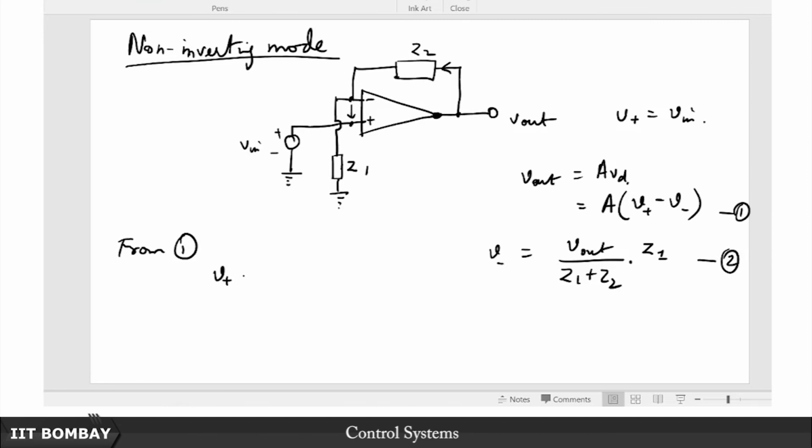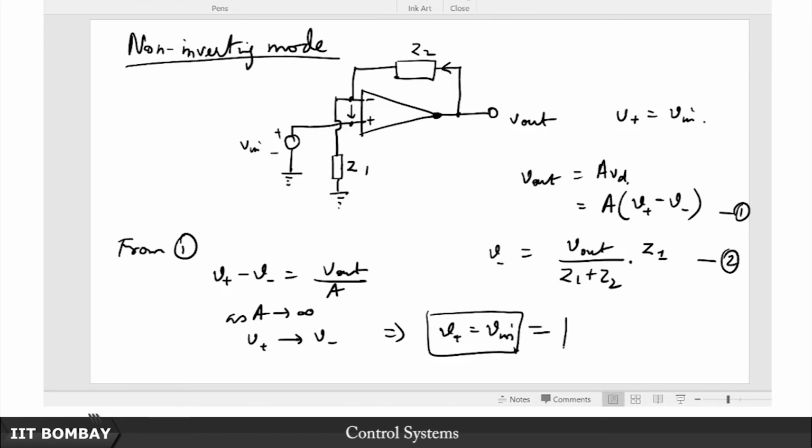We get that V plus minus V minus is equal to V out over A. As A tends to infinity, V plus tends to V minus. But what do we know about V plus? So we can then deduce that V plus is equal to V in, which will then be equal to, so this is one side and this is the other side, which is then going to be equal to V out into Z1 upon Z1 plus Z2, right. This comes from this and this comes from this.